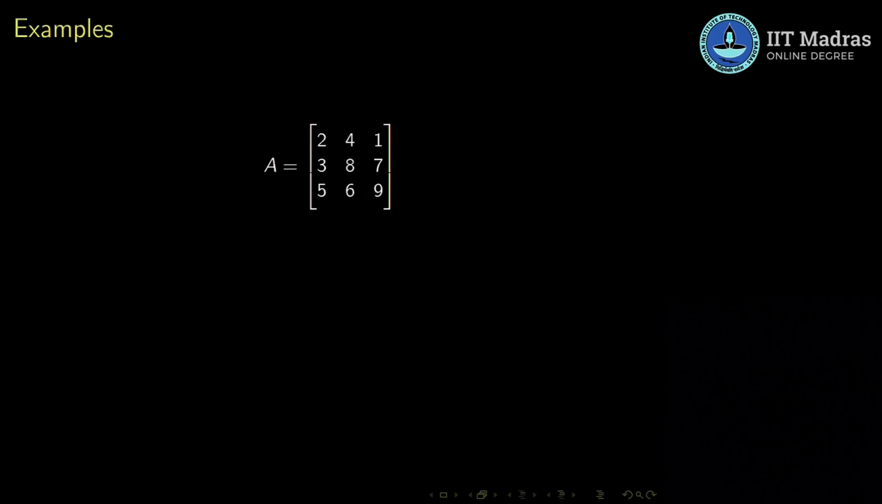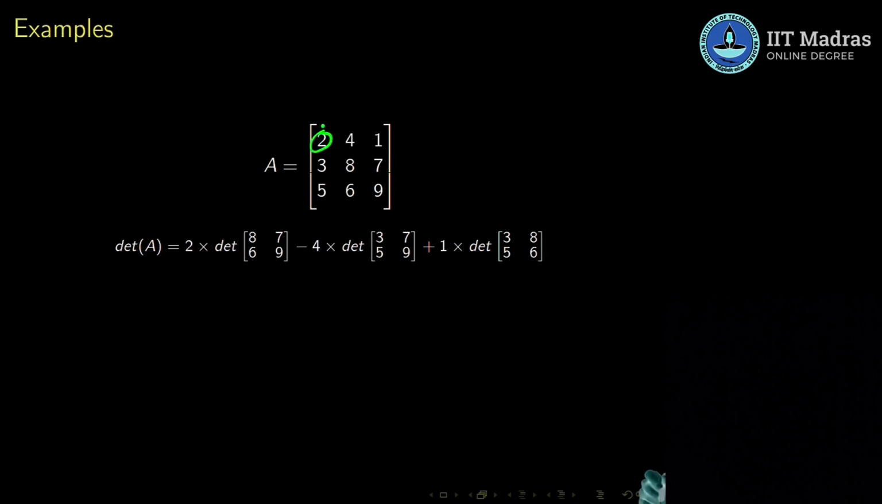So, here is an example. A is this matrix here, 2 4 1 in the first row, 3 8 7 in the second row and 5 6 9 in the third row. Let us see how to compute it. So, you first look at the 1 1 entry, which is 2. So, that is over here. Then look at whatever is remaining when you drop everything else in that corresponding row and column. So, that is what came here, and compute its determinant, multiply them.